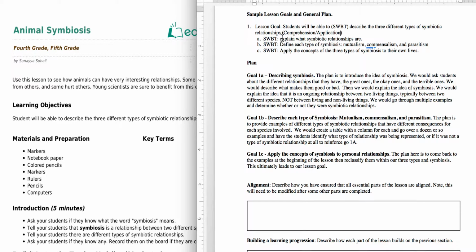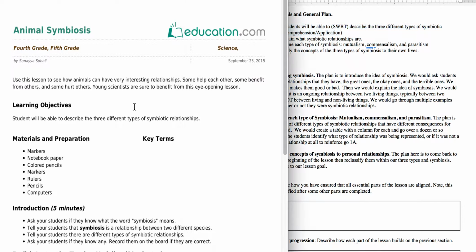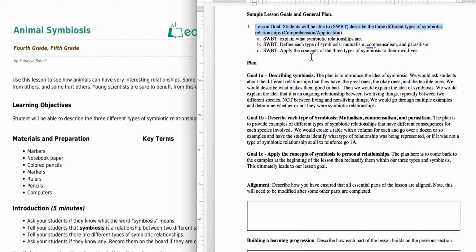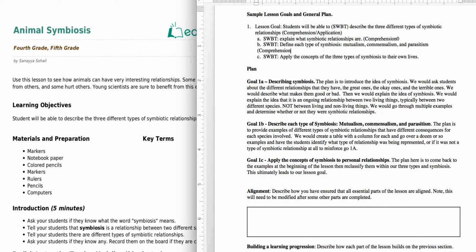So one thing I need to do is basically deconstruct what I mean by this, because I could mean what she means, that I just want them to list the definitions, but I don't. I don't want my students to just have memorized stuff at the end of the day. I want them to be able to do something with it. So my first goal is, one, I want them to be able to explain what symbiotic relationships are. This would be a comprehension level goal. I want them to also define each type at a comprehension level. And finally, I want them to be able to apply them to their own lives.